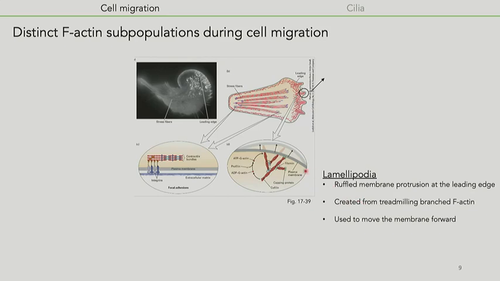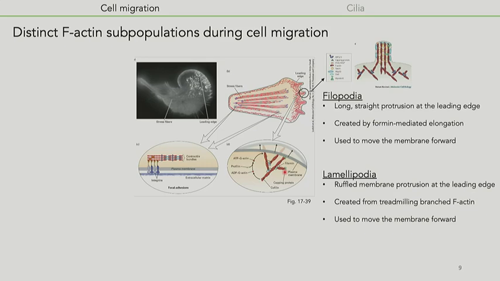This is also a case where there is treadmilling. We talked about how actin undergoes this treadmilling behavior where subunits that are added to the plus end balance out with the subunits that are being removed at the minus end. So at the front, you have these branched actin filaments that are constantly treadmilling to propel movement forward.